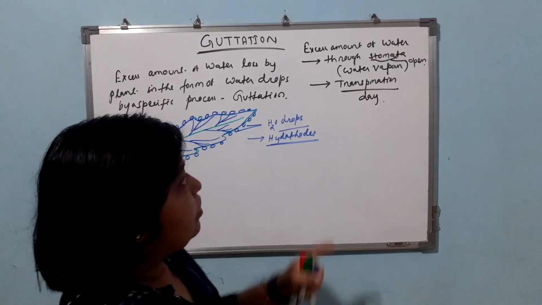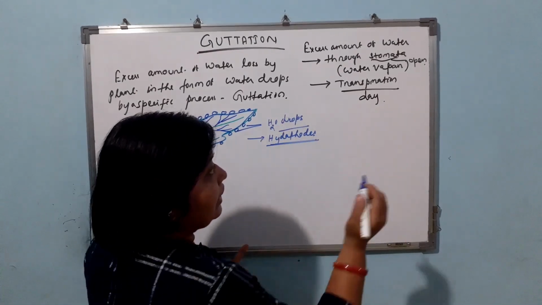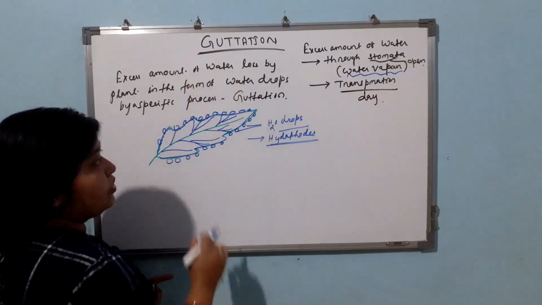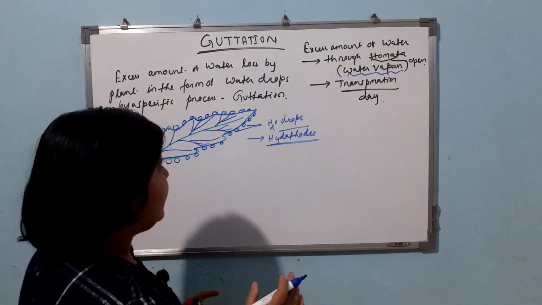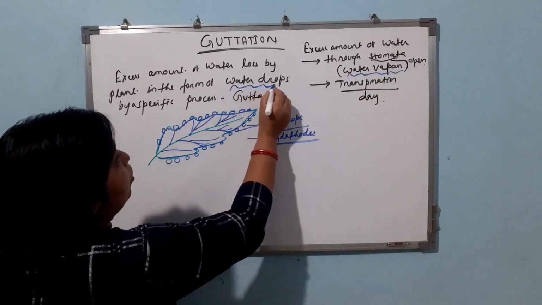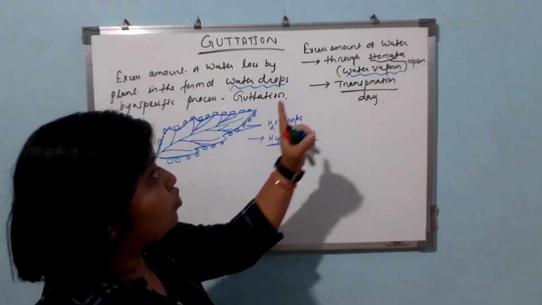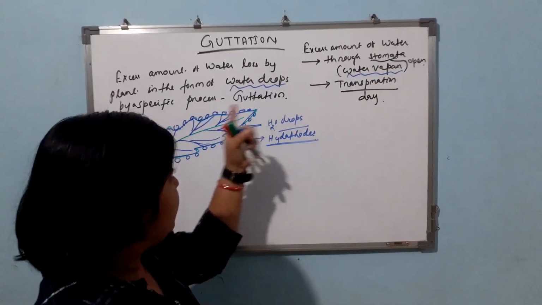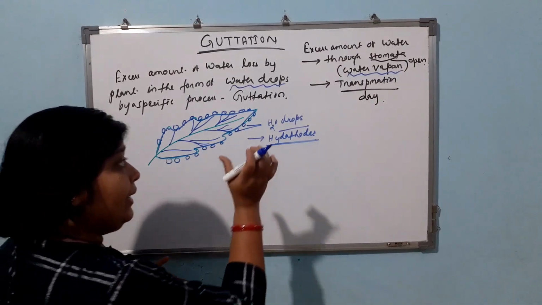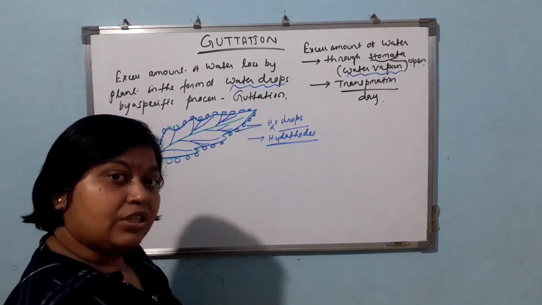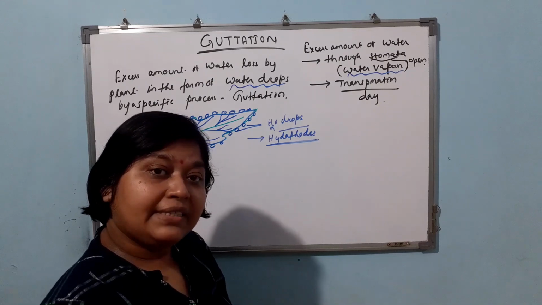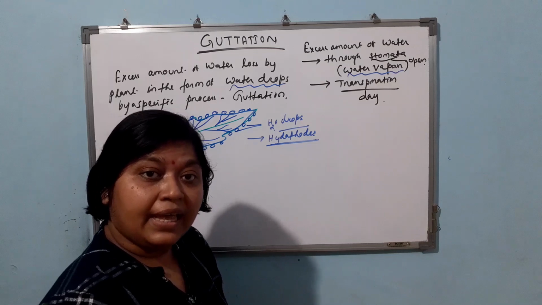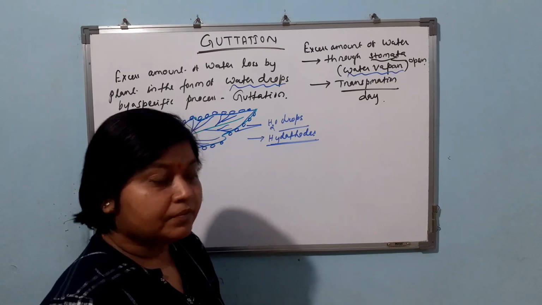So, in the transpiration process, water is lost in the form of water vapor, but in the guttation process, water is lost in the form of water drops. Stomata help in transpiration, but in guttation, hydathodes are the specific organs present in certain specific types of leaves that help in this process.